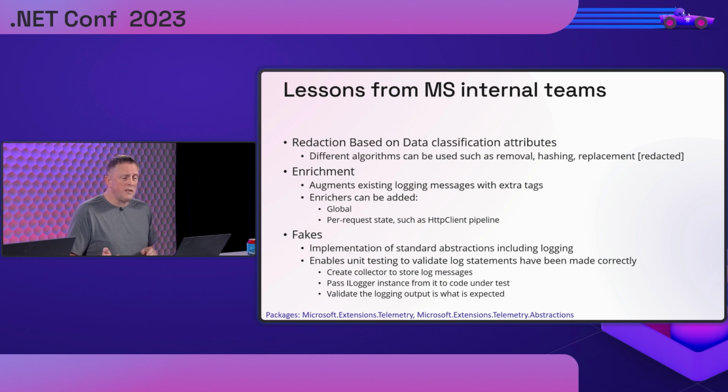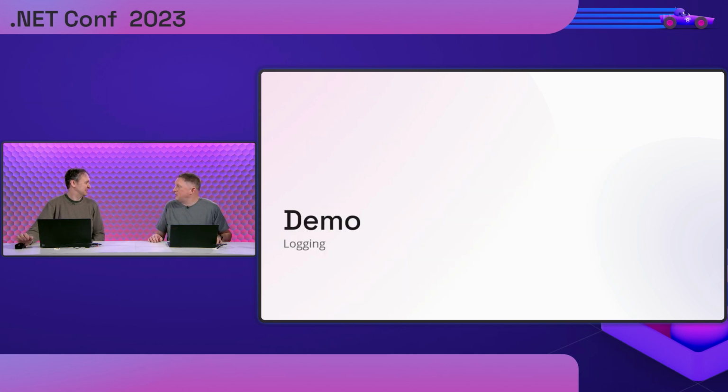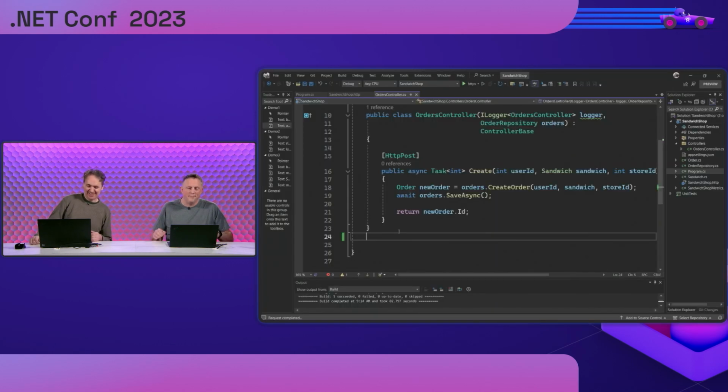Finally, we do a lot of unit testing, and so they produced a component that acts as an ILogger provider. In your unit tests, you can call your code, it can write log messages, you pass in that fake, it will record all the messages that are output, and you can then, as part of your test, go look and ensure that you got the log messages that you were expecting. So I'm going to pass over to Noah to show us some of this in practice.